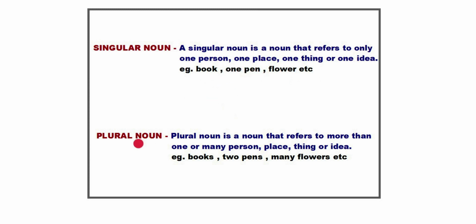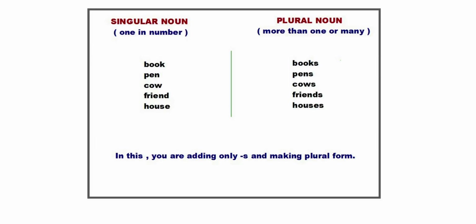Now, in this way, a singular noun is only one in number, and a plural noun is a noun that refers to more than one or many persons, places, things, or ideas. Example: books, two pens, many flowers, etc. Now, this is a plural noun. Now, we will compare singular to plural nouns.